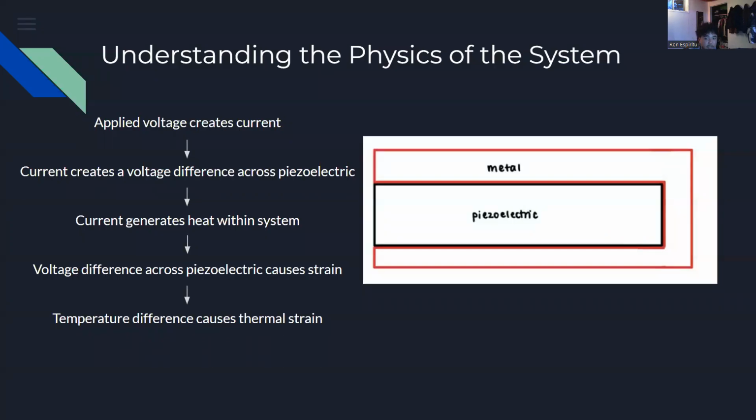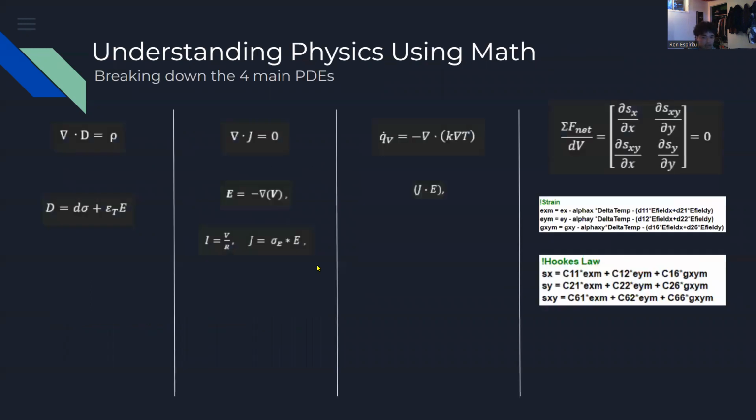It's important to understand how the system functions to create thermal and piezoelectric strain. By applying a voltage difference, a current is created which induces a voltage across the piezoelectric and also creates heat within the system. This creates a piezoelectric strain and a temperature change which causes thermal strain. It's also vital to understand the different PDEs used to set up the equation.